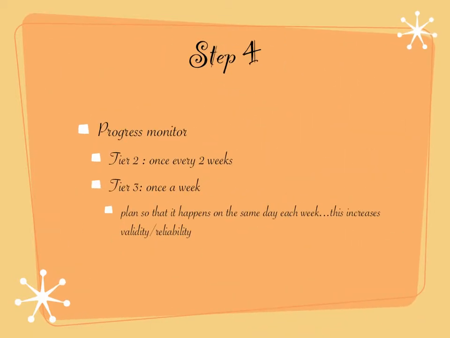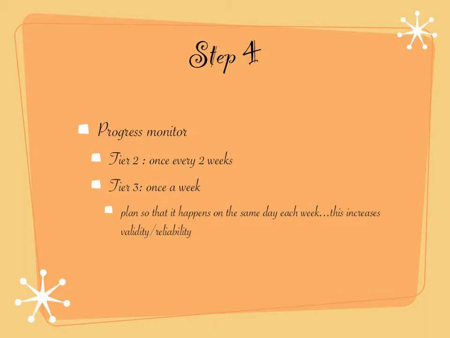Step 4 is progress monitoring. So once you've decided what skill you're going to work on, you need to make sure that you're progress monitoring that skill. Tier 2 again will be once every 2 weeks. Tier 3 will be once a week. You need to make sure that you pick one day. So you may progress monitor every Friday, or every other Friday for your Tier 2 kids.